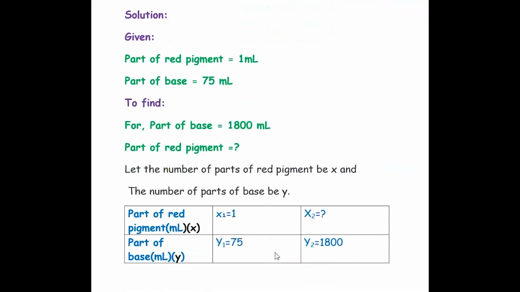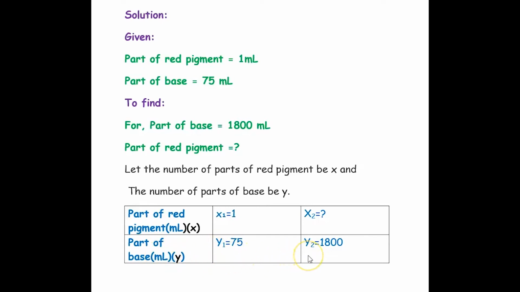Now, as we have seen in our earlier videos, if we form a table of the given data, it will be easy for us to find the proportionate values. So here I have formed a table with the contents: part of red pigment, which we have taken as X, and they have given it as 1 part, so I have taken X1 as 1. Then next is part of base in ml, which we are assuming as Y, and for 1 part of red pigment we are taking 75 ml of base. So the corresponding base Y1 is 75 ml.